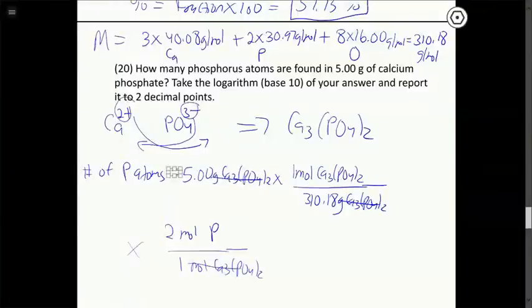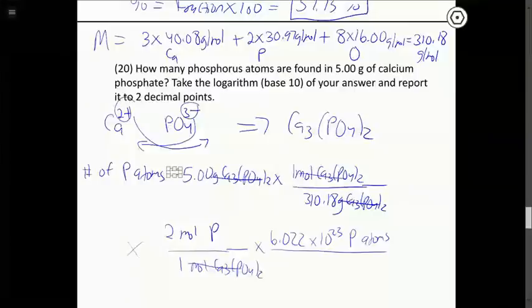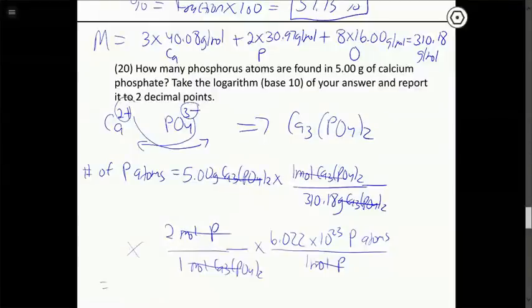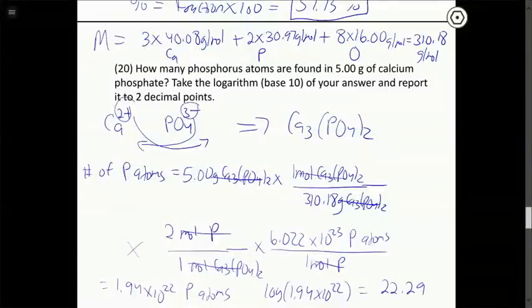And now that we're in moles of phosphorus, we can use Avogadro's number to figure out how many phosphorus atoms that corresponds to. So there's 6.02 times 10 to the 23rd phosphorus atoms per 1 mole of phosphorus. Phosphorus is an atomic substance in this case. So that gives us 1.94 times 10 to the 22nd phosphorus atoms. The log of that answer, which is how we usually ask you for it on Blackboard because it's annoying to input exponents, is just 22.29.